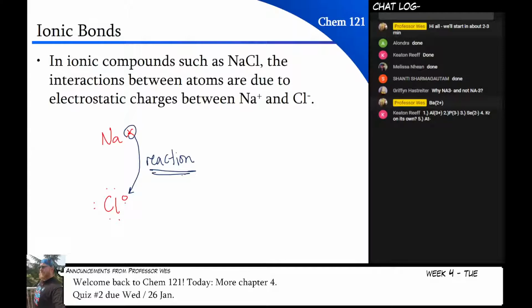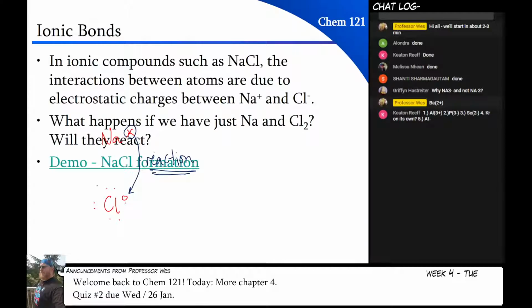So when sodium and chlorine bump into each other, elemental sodium and elemental chlorine, they realize that they have something the other needs. Sodium has an electron. It doesn't want it. It wants to get to an octet. Chlorine needs an electron to achieve an octet. So they work together, and sodium will pass an electron over to chlorine. And when that happens, it looks like this.